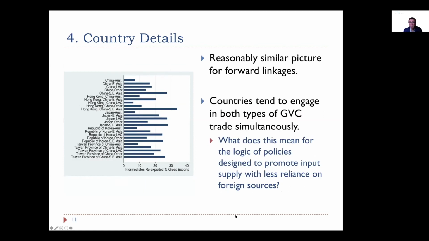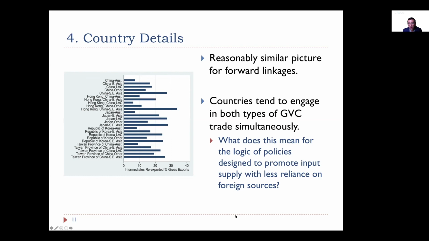When we look at forward linkages, and again here we're just breaking out East Asia and looking at the picture across importing regions, we again find a picture that's a bit reminiscent of the one that we just looked at. And what it suggests is that countries tend to engage in these two types of linkage, that is to say, backward linkages and forward linkages, simultaneously. That is to say, countries that are shipping off a whole bunch of inputs that are used in the production of other countries' exports tend at the same time to import a whole bunch of their own intermediate inputs, goods and services.